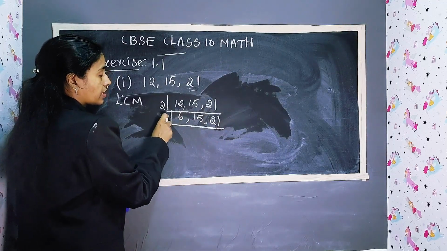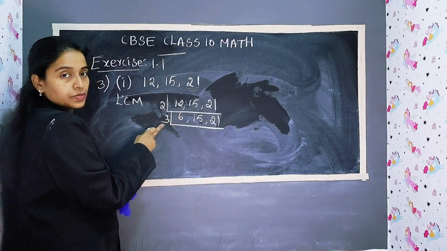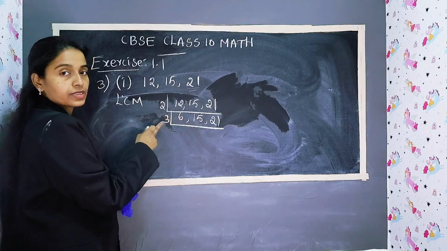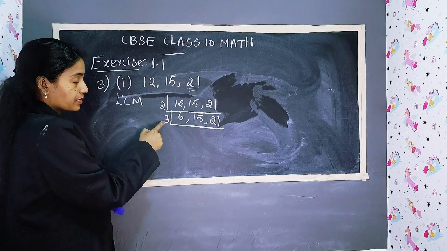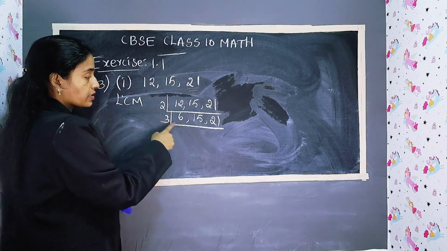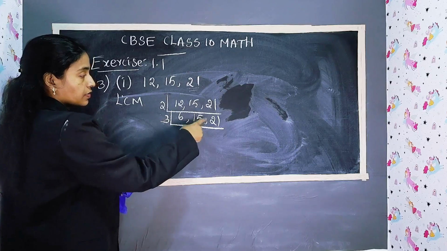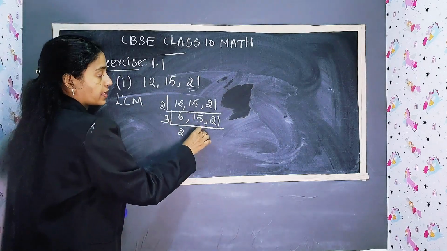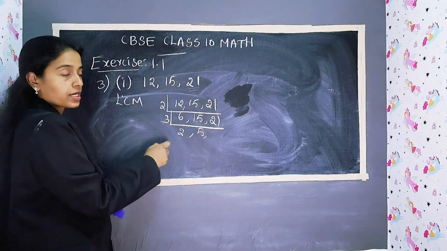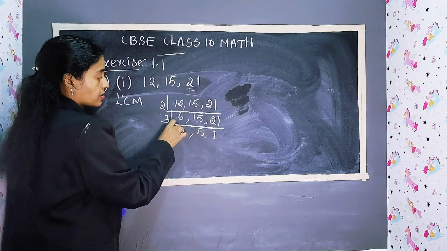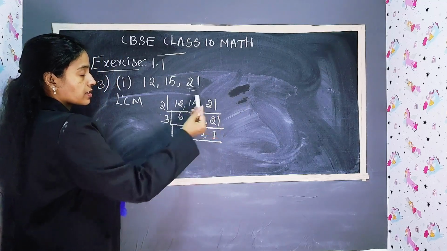Now I can take 3. This 6 can be divided by 3 completely, and 15 also divided by 3 completely, 21 also divided by 3 completely. Okay, so I'm taking 3. If I'm dividing 6 by 3, three 2s are 6, right? Then if I'm dividing 15 by 3, I'll be getting 5, right? Five 3s are 15. And 21, if I'm dividing 21 by 3, I'll be getting 7. And now this is 2, this is 5, this is 7.